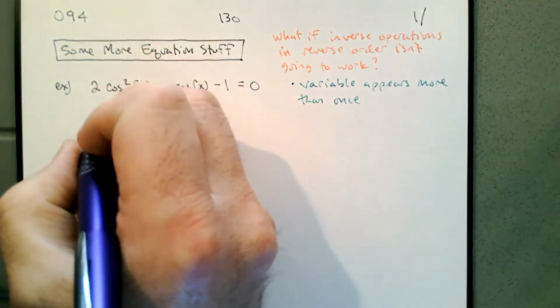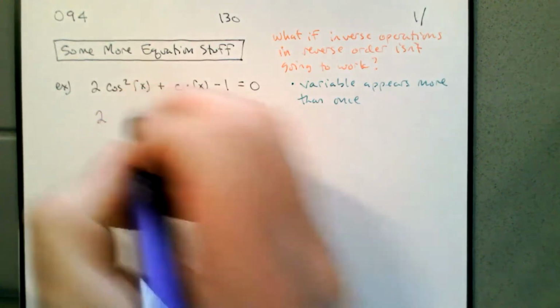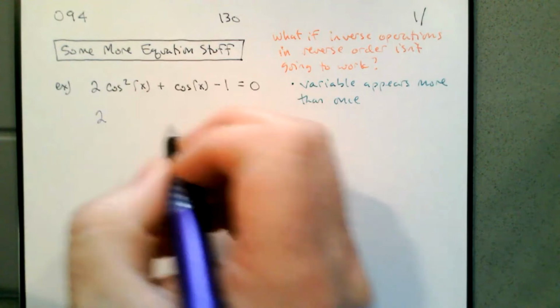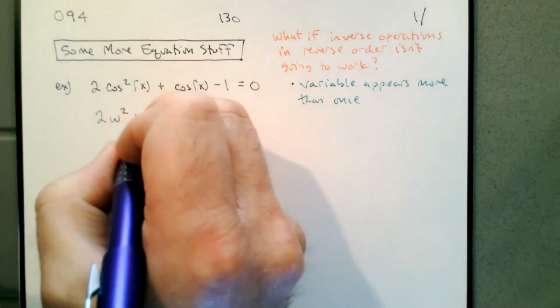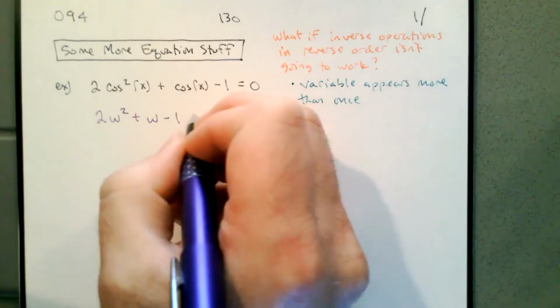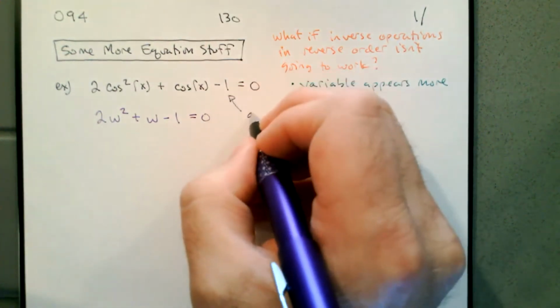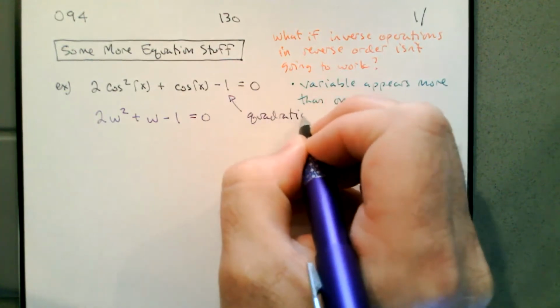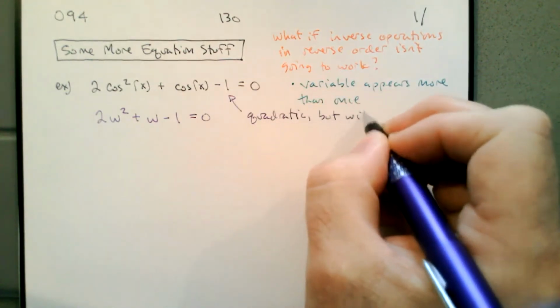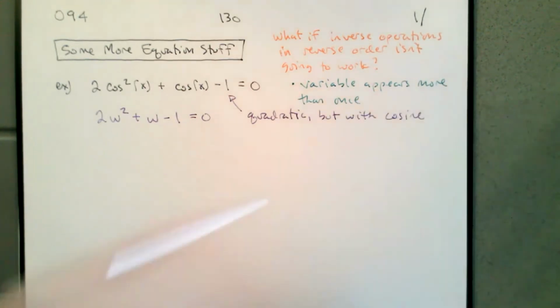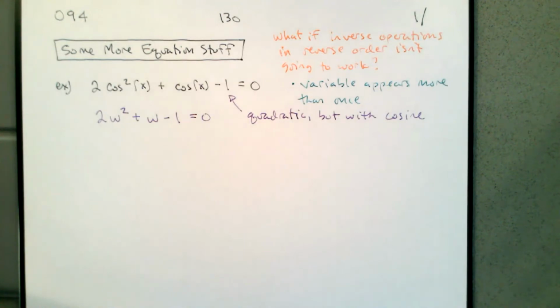So we should see the quadratic 2, I don't want to use x, I need something else. Let's say 2w squared plus 1w minus 1 equals 0. So notice that this equation is quadratic in cosine. I want to read 2 cosine squared plus cosine minus 1. If I replace the cosine with just w, then I'm looking at a quadratic equation, but with cosine instead of just w.